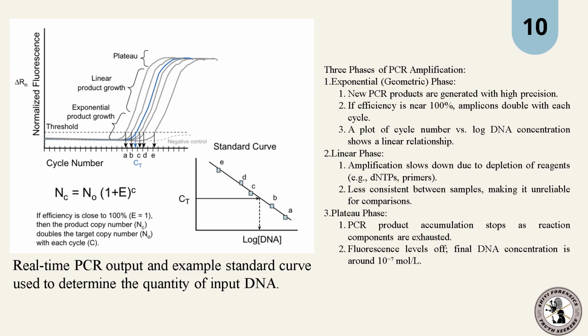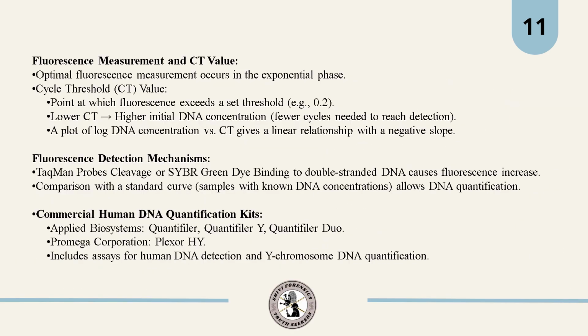Now, the point at which this line, this number of cycles, crosses the fluorescence threshold, that number of cycles is called the CT value. This CT value is very important because this is the point at which fluorescence exceeds the set threshold, which was set by the software. Like the software set the threshold to be 0.2. So the CT value is the point at which that 0.2 threshold is exceeded. So see how the CT value helps us determine the DNA concentration.